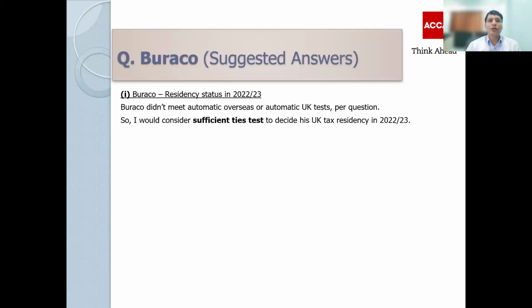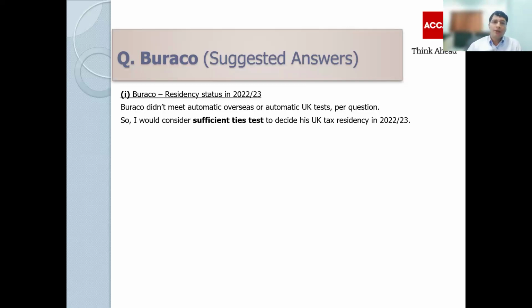The second point is, I would consider the sufficient ties test to decide his UK tax residency in 22-23. Even if you do not write the first line, try and write this line: I would consider the sufficient ties test. So you're telling the examiner that I know the statutory residence test. I know the automatic overseas and automatic UK tests don't apply. Therefore, I'm moving on to the third main test, which is the sufficient ties test.